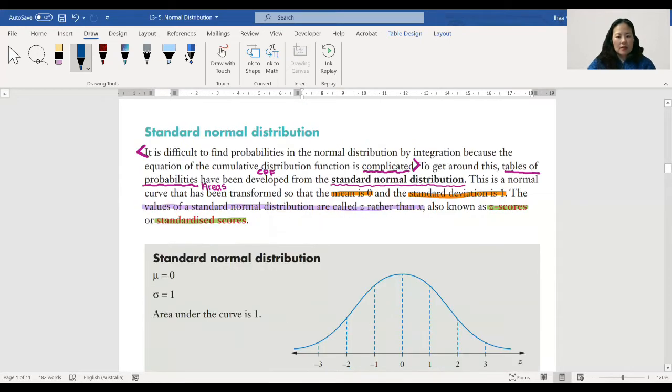All right, standard normal distribution. We've done the normal distribution, and now we're doing the standard normal distribution. This has something to do with z-scores. I think you've probably heard about it.